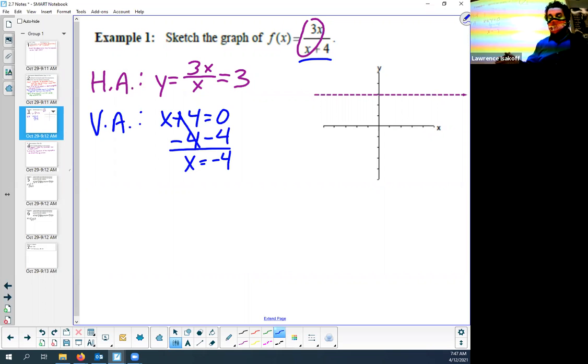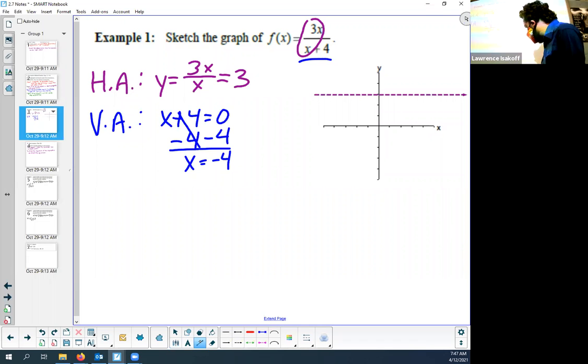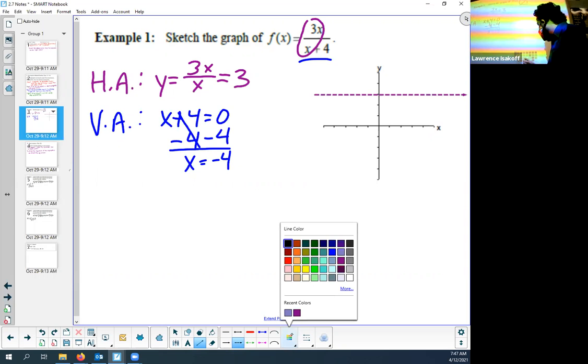Now again, this is a vertical asymptote, so at -4 on my x-axis, I'm going to draw a vertical line there. Since it's an asymptote, I prefer these to be dashed. It gives me, as the person looking at the graph, an indication that these lines actually aren't part of the graph, but they're critical for drawing the graph.